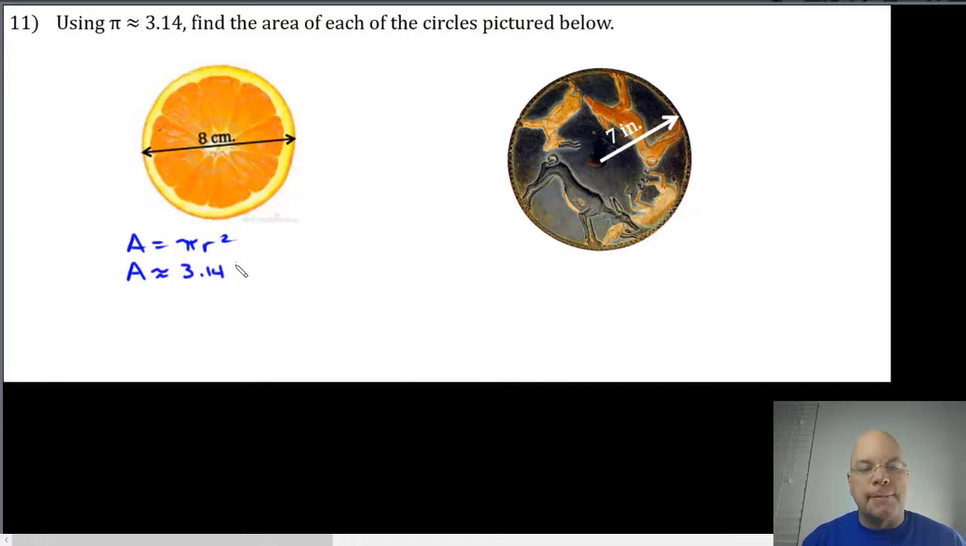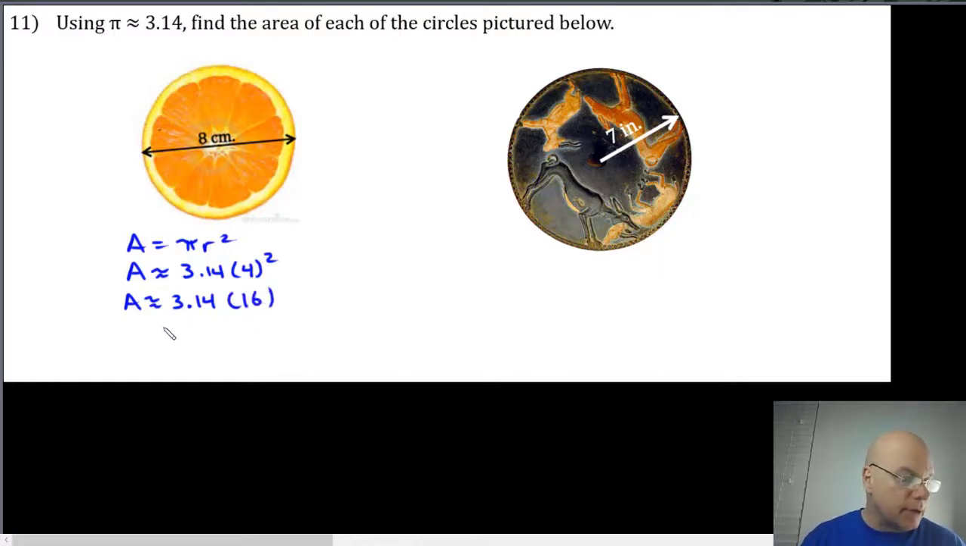3.14 multiplied by this 8 centimeters that's given to us is not the radius, it's the diameter of this orange slice. So we need to take half the diameter to get the radius, which will be 4 centimeters squared. So the area is approximately 3.14 multiplied by 16.